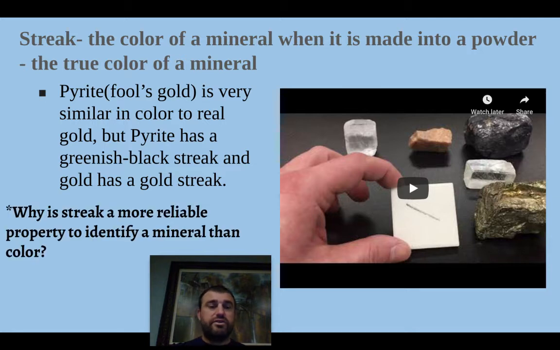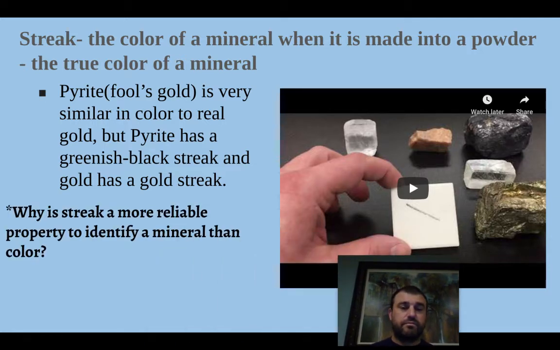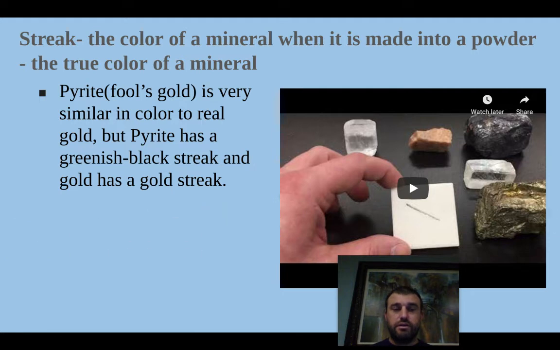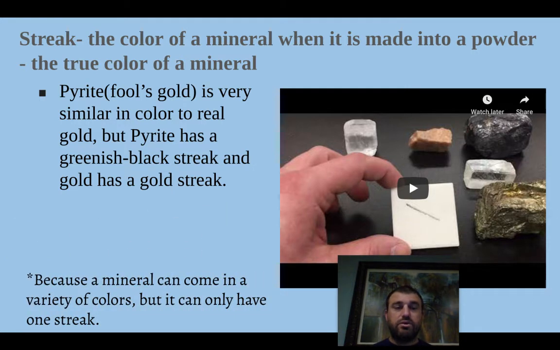Okay, so why is streak more reliable than color? All right, so even though a mineral could come in a variety of colors, like all those different colors of quartz I showed earlier in the slideshow, they would all have an identical streak. So because a mineral could come in a variety of colors, but it can only have one streak, streak is a much better property to use when identifying a mineral.